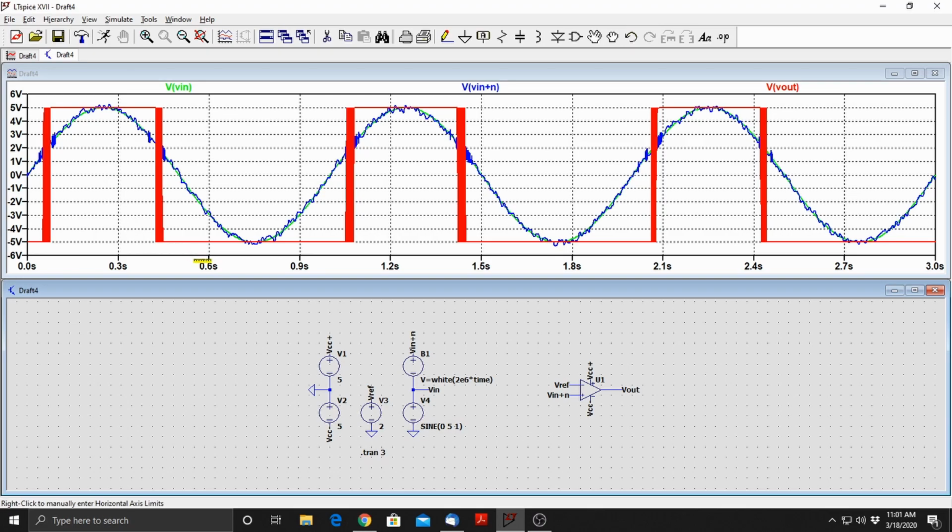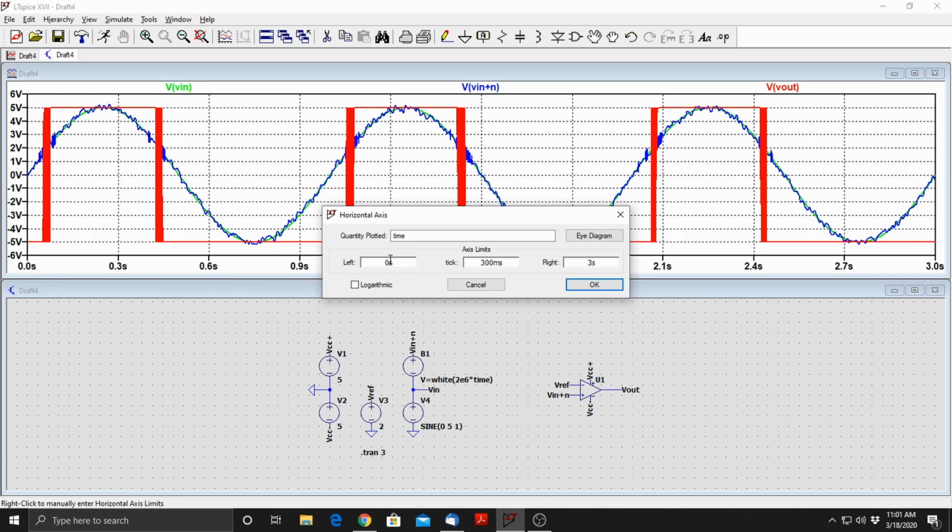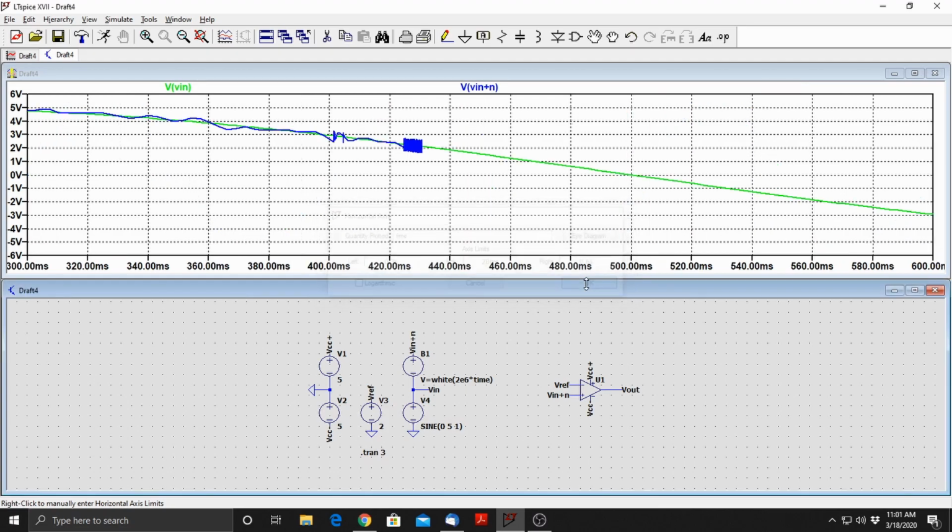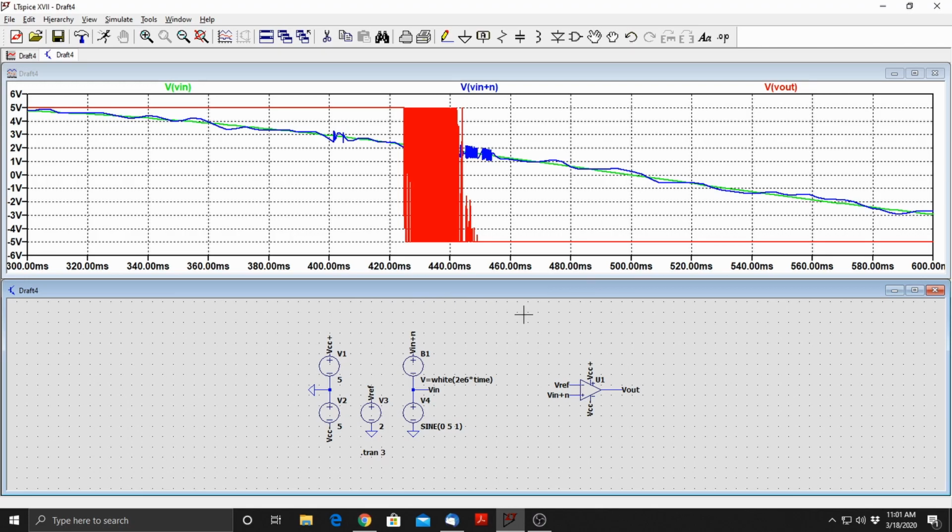So I'm going to zoom in, as it were, on one of them by right-clicking on my horizontal axis. I'm going to choose to start looking at 0.3 seconds, finish looking at 0.6 seconds, and let's change my time division to be 20 milliseconds. Click OK. And so I can get a little bit of a better picture of what's going on now.